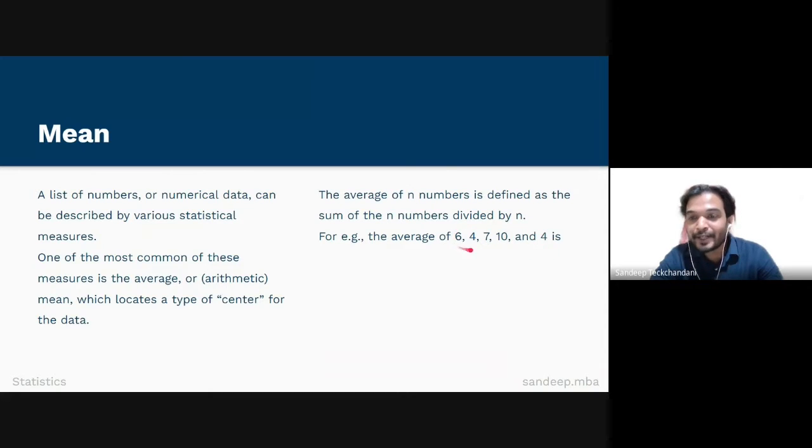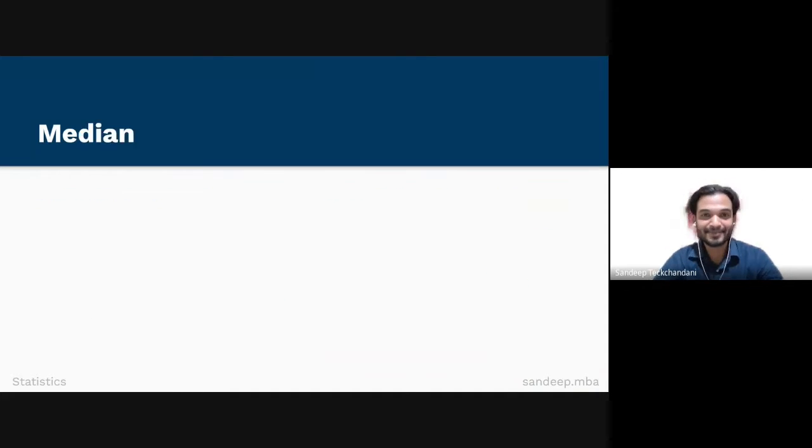If I want to find the average of these numbers, then I'll first add them up. That is 6 plus 4 is 10, 10 plus 7 is 17, 17 plus 10 is 27, and 27 plus 4 is 31. And we have 5 numbers. Therefore, 31 will be divided by 5 and the mean will be equal to 6.2.